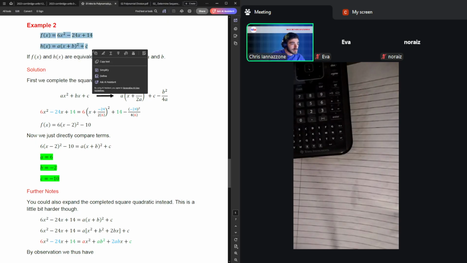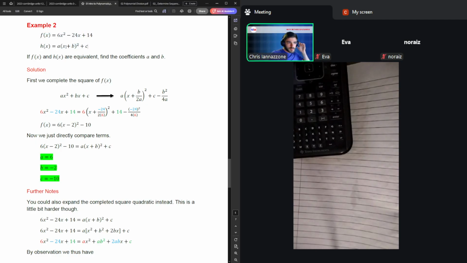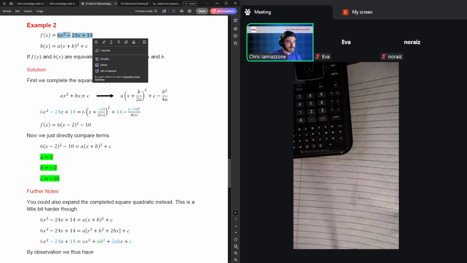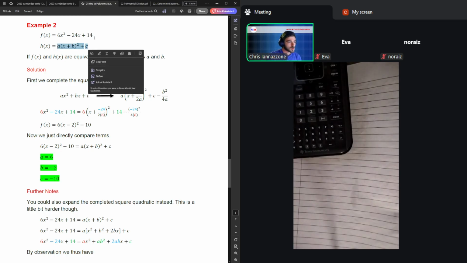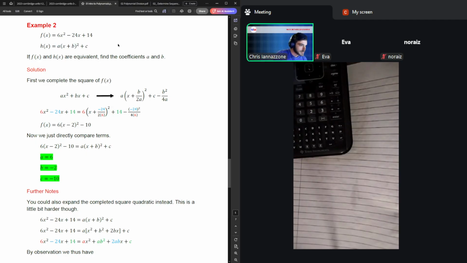You can solve this in a couple of different ways, but the main method is simply to make both functions look the same. So in this case, f of x is in the polynomial form, fully expanded, whereas h of x is in the completed square form, otherwise referred to as the turning point form. Pick one of them. Either complete the square on this, which is what I've done here, and then you can easily compare, that's a complete square, that's a complete square, easy. The other alternative would be to expand this all the way out, and then you'll be able to compare them directly.